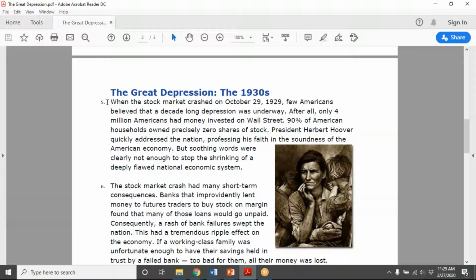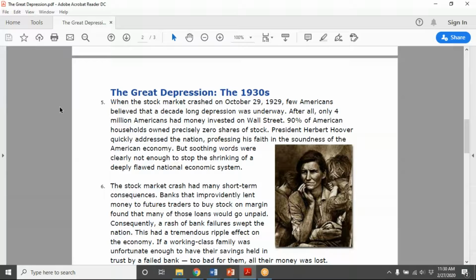When the stock market crashed on October 29, 1929, few Americans believed that a decade-long depression was underway. After all, only 4 million Americans had money invested on Wall Street. 90% of American households owned precisely zero shares of stock. President Herbert Hoover quickly addressed the nation, professing his faith in the soundness of the American economy. But soothing words were clearly not enough to stop the shrinking of a deeply flawed national economic system.